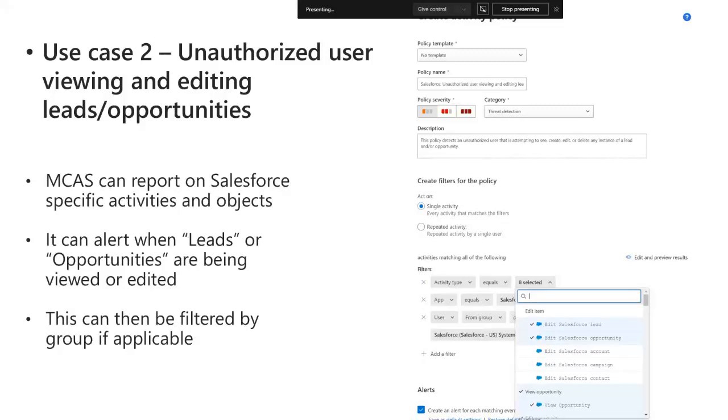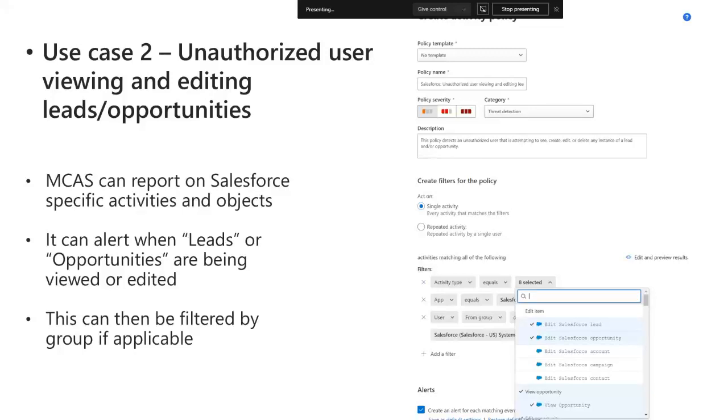So the first use case is unauthorized users viewing or editing leads or opportunities. Leads and opportunities can have sensitive information regarding the organization, the customers, or intellectual property of the organization itself, and therefore you want to protect this information. In order to do so, in MCAS we can alert if an unauthorized user is viewing, editing, or even creating a lead or opportunity. Creating is less suspicious. Viewing or editing is the more suspicious scenario.